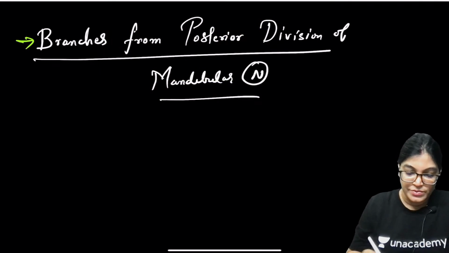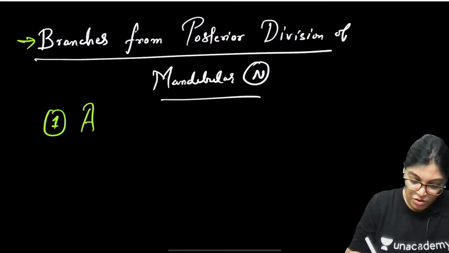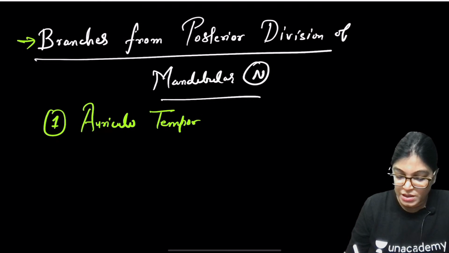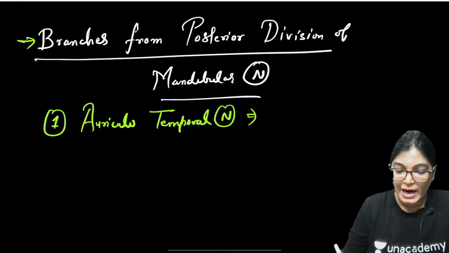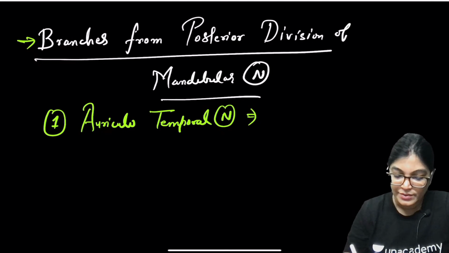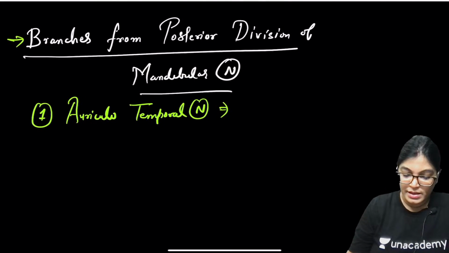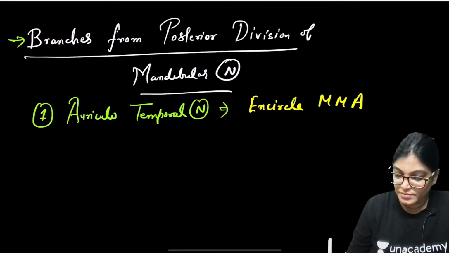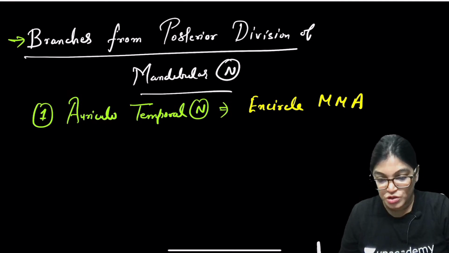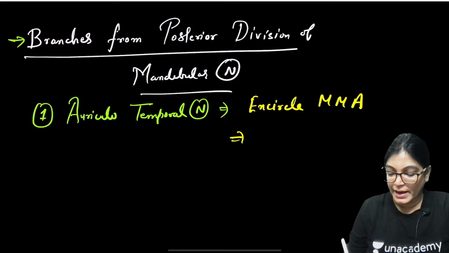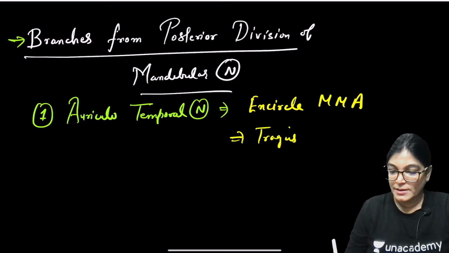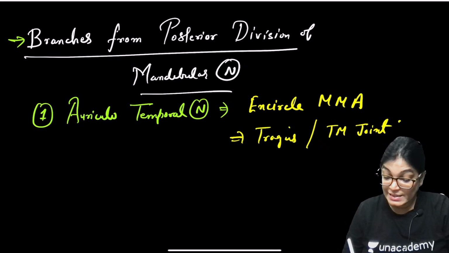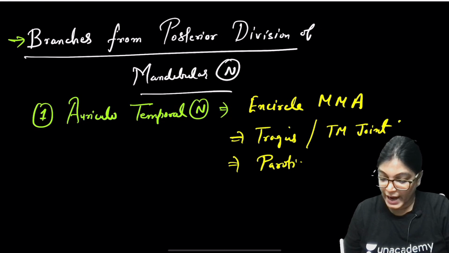So branches from posterior division: it gives auriculotemporal nerve. Now if you have seen the diagram, this auriculotemporal nerve is encircling which artery? Anyone? It encircles middle meningeal artery, and it is supplying structures like tragus, TM joint. It is giving secretomotor fibers to parotid gland.